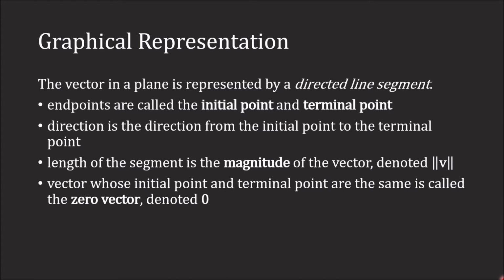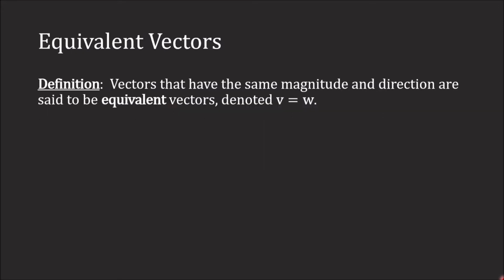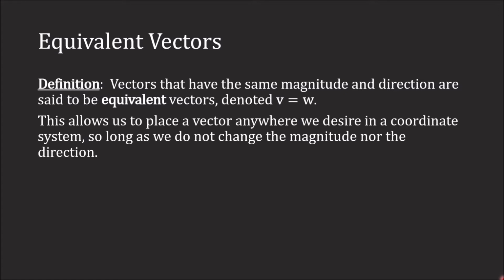A vector whose initial point and terminal point are the same is called the zero vector, denoted as a bold 0 or handwriting 0 with an arrow. This is the only vector with no direction. Vectors that have the same magnitude and direction are said to be equivalent vectors, and it will be denoted as v equals w. This allows us to place a vector anywhere we desire in a coordinate system, so long as we do not change the magnitude nor the direction.